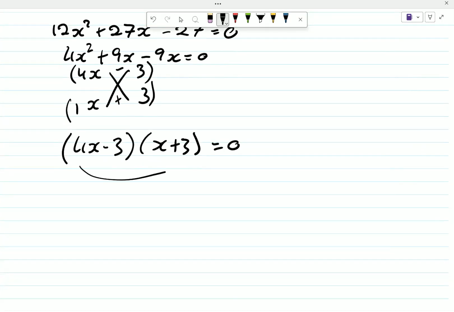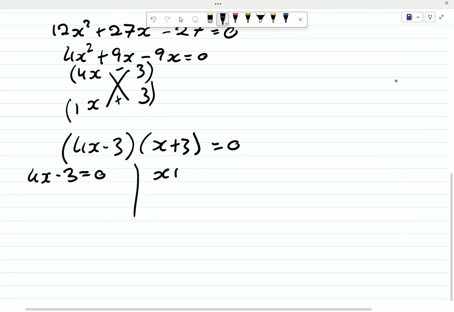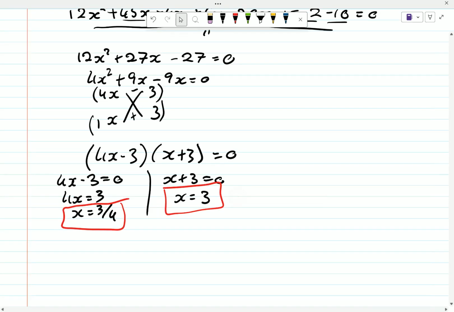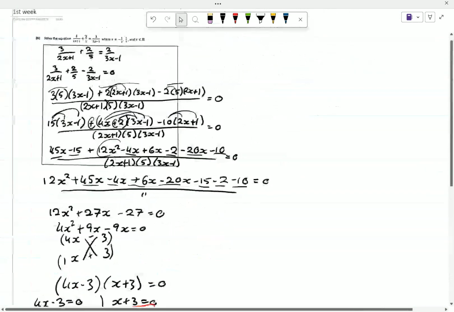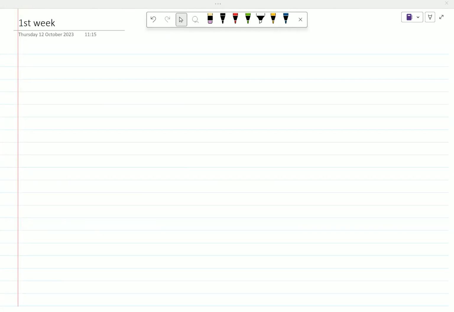So, like we were saying before, anything multiplied together equal to 0, at least one of them has to be 0, so we can do our same trick that we split it up and let both of them equal to 0. So x plus 3 equal to 0. So 4x equals to 3. x equals 3 over 4. x equals minus 3. And this is what they wanted. They wanted us to solve the equation, which means basically to find the values of x, and those are our values for x. So that's the question done.